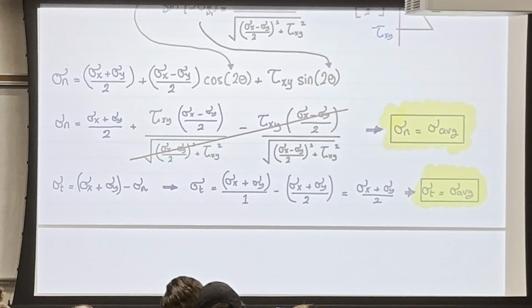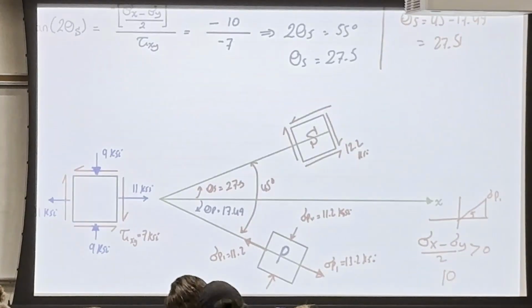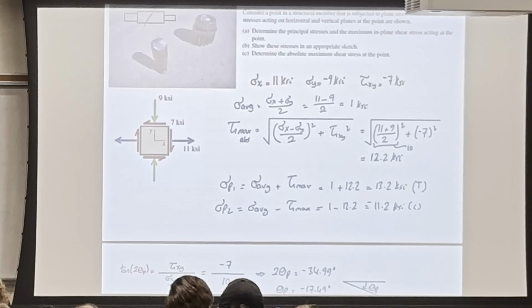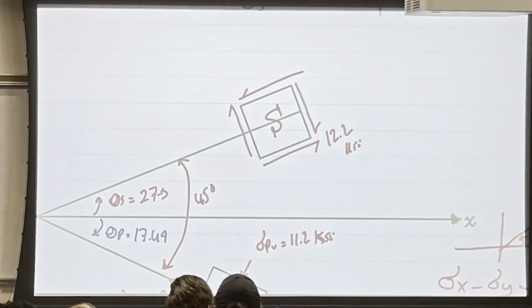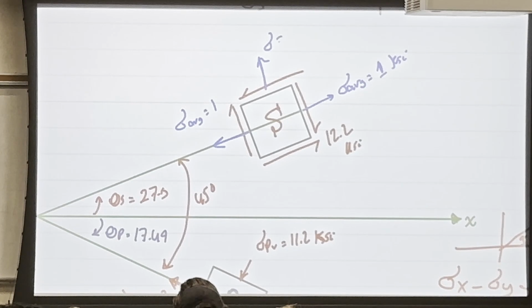So now sigma n and sigma t, for the plane that has the maximum shear stress, are going to be the average. And what was the average? It was 1 KSI. And it was in tension, so I'm going to put here the sigma average, and that will always be the case for the plane that has maximum shear stress. 1 KSI, 1 KSI.